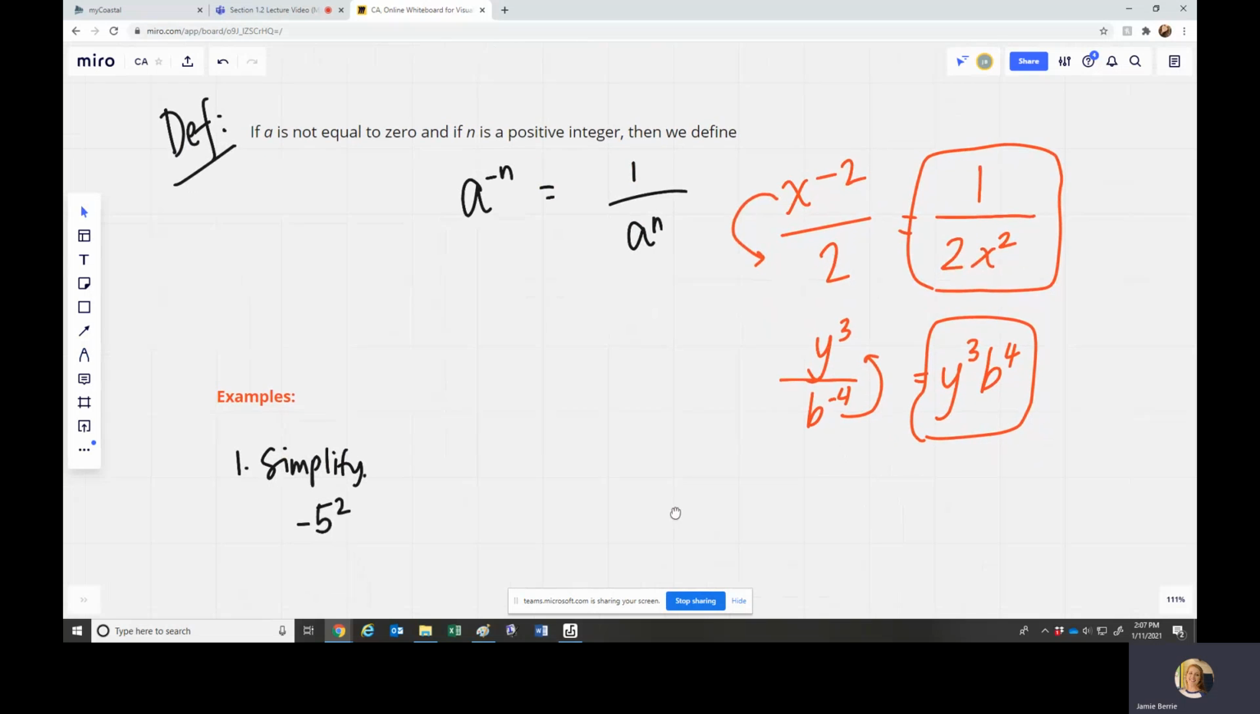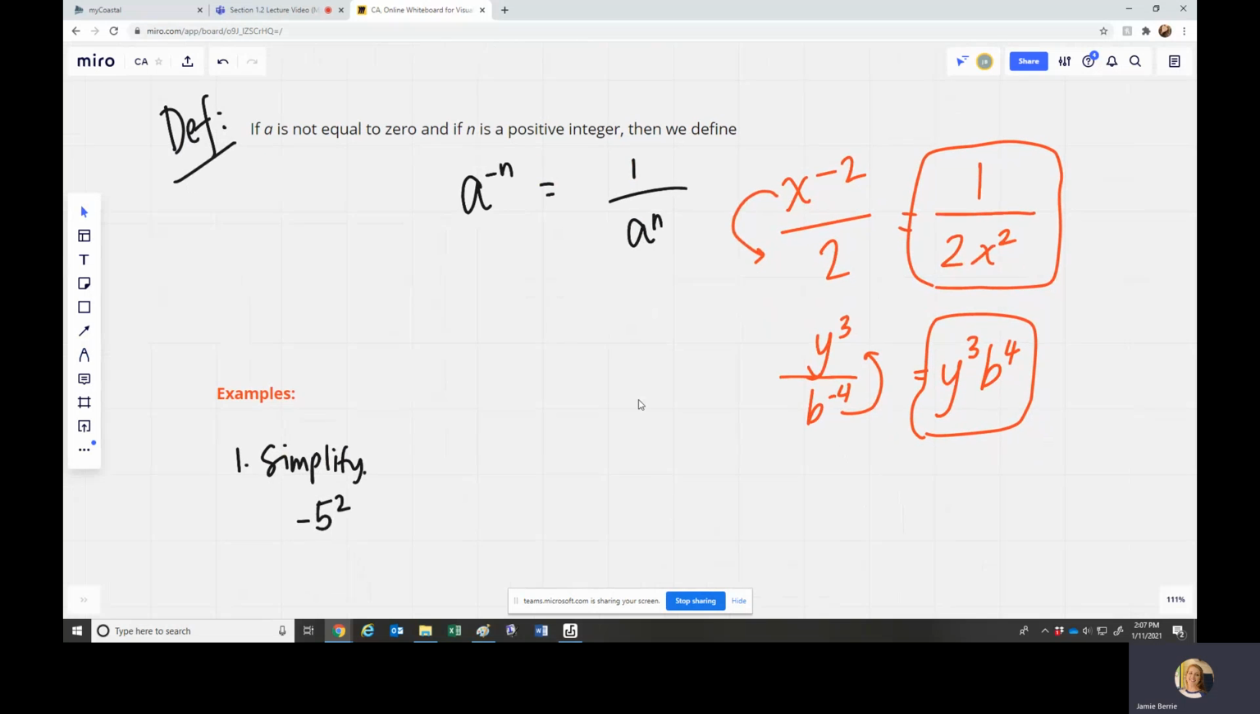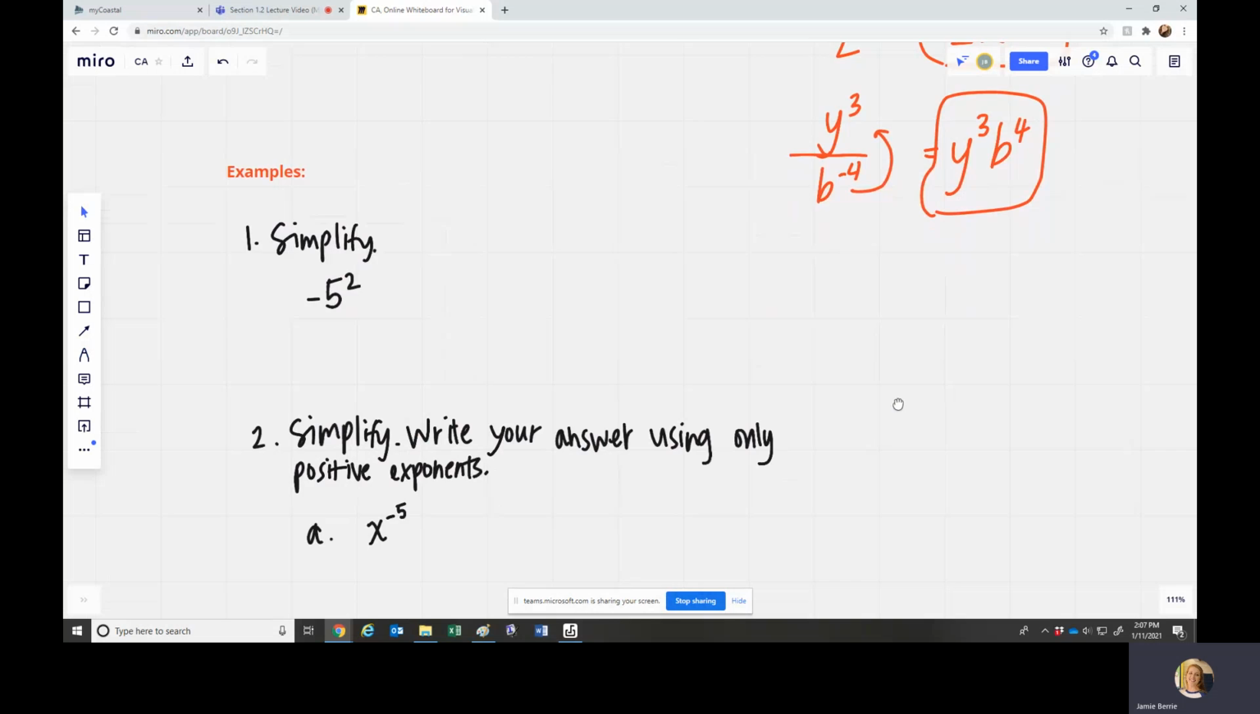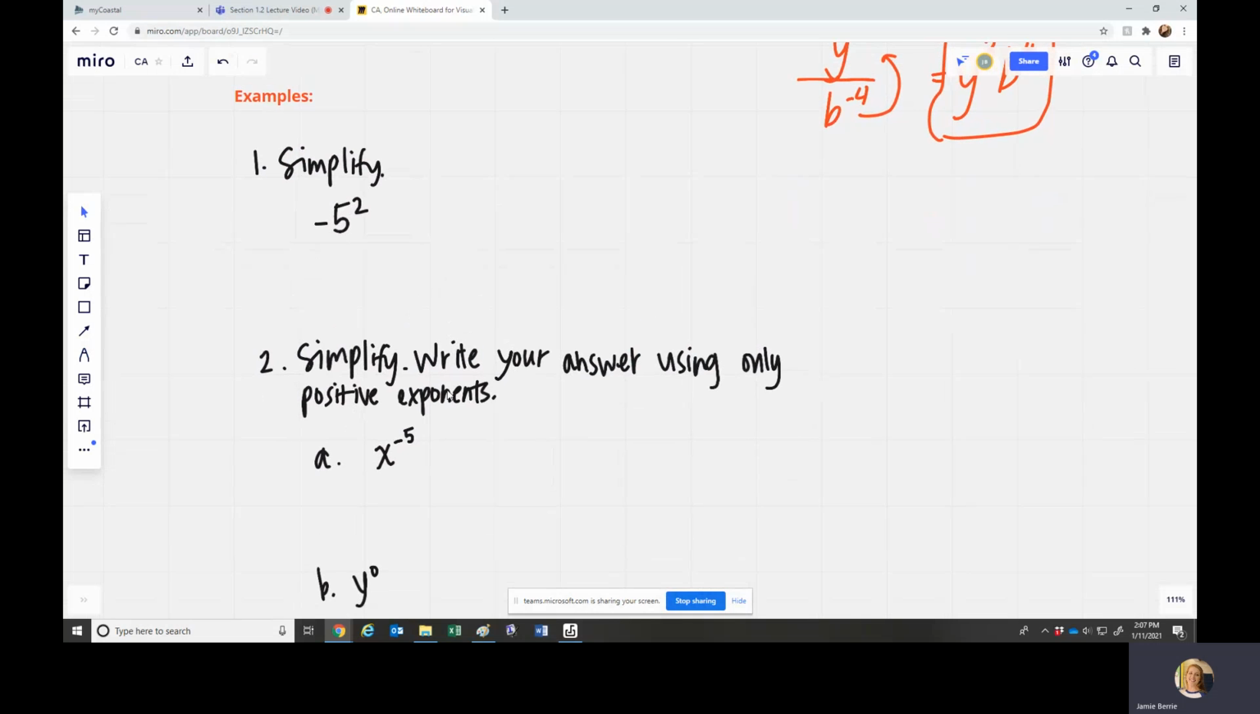All right, so let's look at some examples of this topic, which was integer exponents. We have just 3 examples here, just really 2, and this one has 2 parts. So we have simplify -5 squared. The way you would do this is you would say, okay, well, this is the same thing as -5 times -5. Oh, I just made a mistake. Oh, gosh, you guys, that was a close one. That's a very common mistake I was about to make.